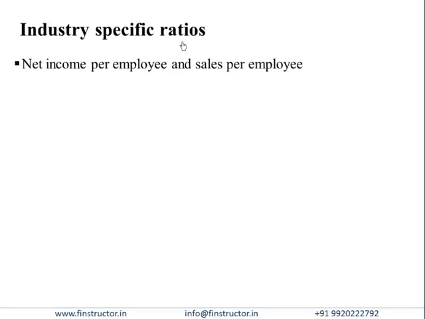There are some other specific ratios that are used by various industries. The net income per employee and the net sales per employee are very common metrics that we use to judge the performance of IT companies, service companies and consulting companies, where people are the major raw material.